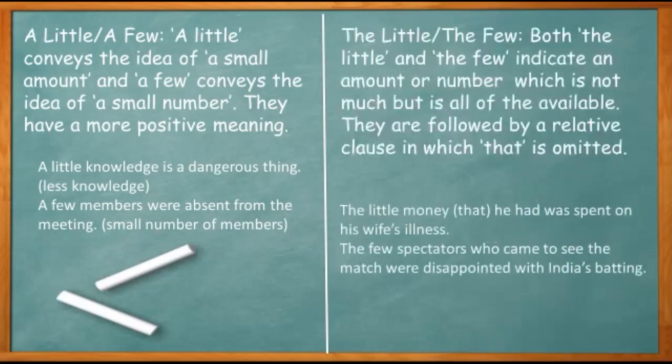The little and the few. Both of them indicate an amount or number which is not much but is all of the available. They are followed by a relative clause in which that is omitted. The little money he had was spent on his wife's illness. So we can use that here, but it is omitted. Here, the little is used. The few spectators who came to see the match were disappointed with India's batting. So here also that is not used.